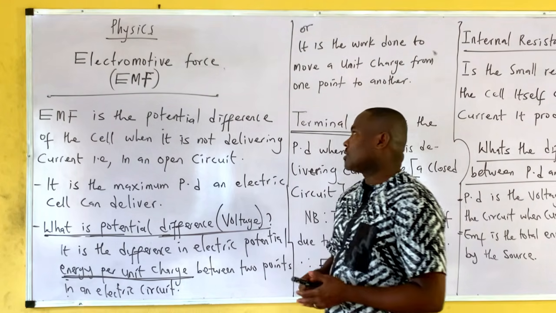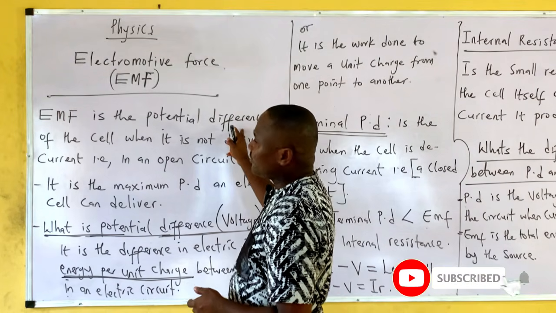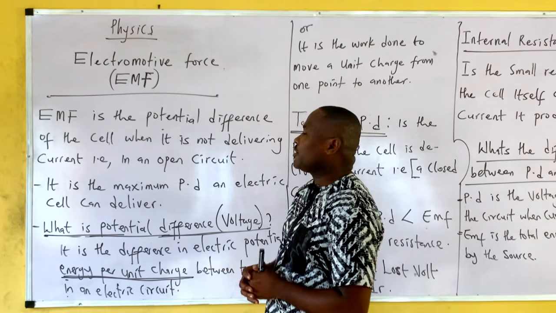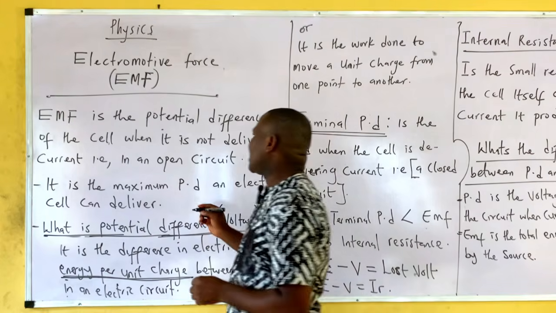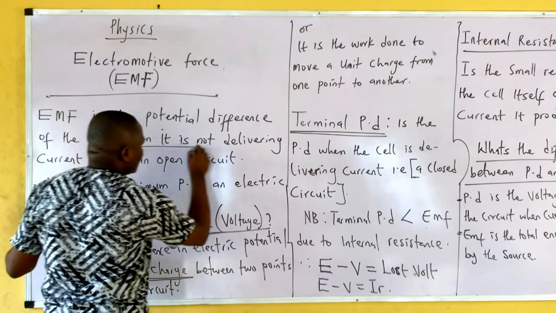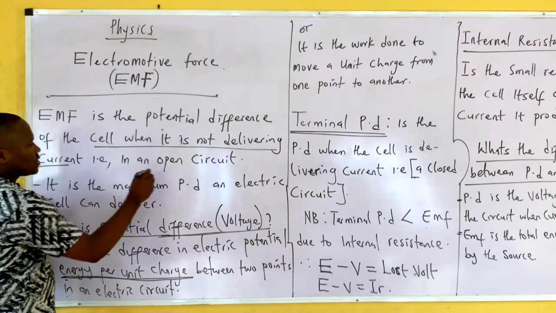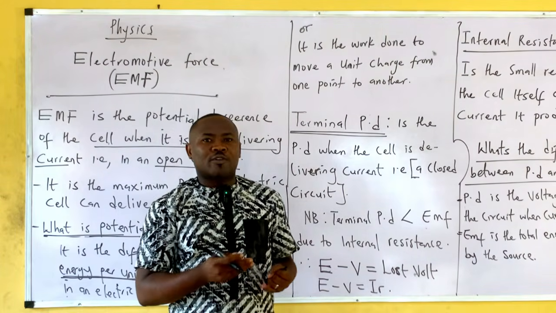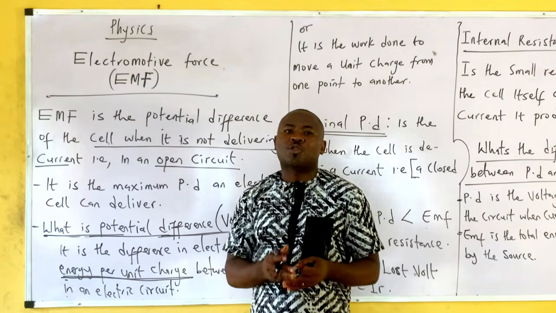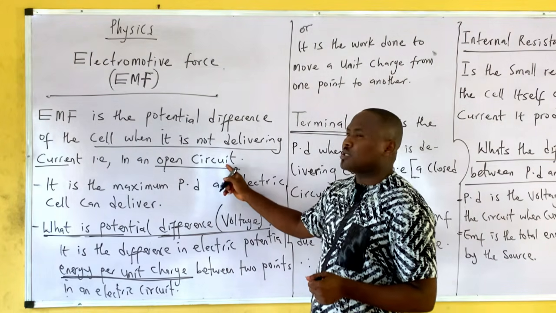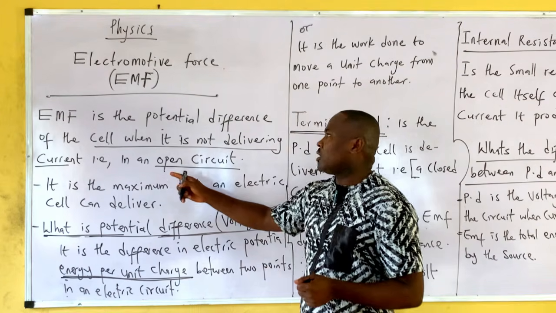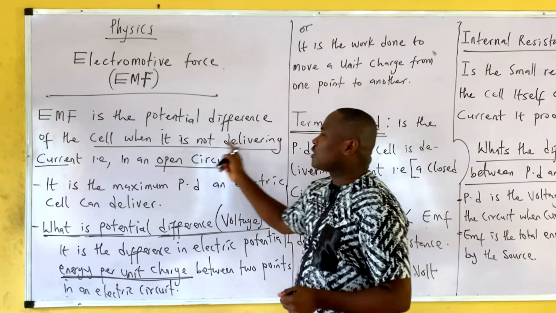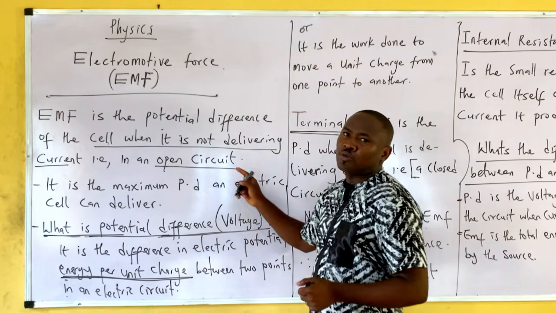What is electromotive force? Electromotive force is the potential difference of the cell when it is not delivering current. Take note of this. So what is a cell that is not delivering current? We said such a cell is an open circuit. We have various types of circuit: a closed circuit, an open circuit, and a short circuit. An open circuit is a circuit that is not delivering current. So EMF is the potential difference of the cell when it is not delivering current, that is, the open circuit.